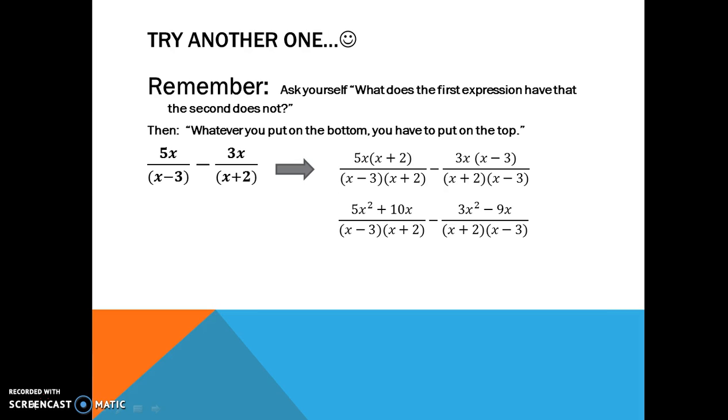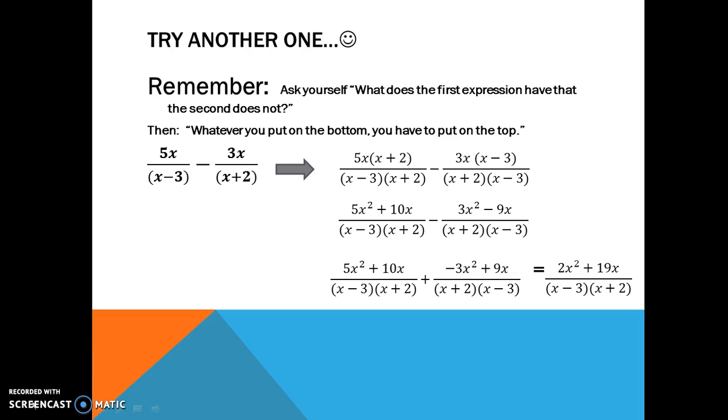3x times x is 3x squared. 3x times negative 3 is negative 9x. Now again, you have to remember you're subtracting. So what I did, I went through and I changed the subtraction to addition and changed all the signs after it. And finally, I'm going to combine like terms.